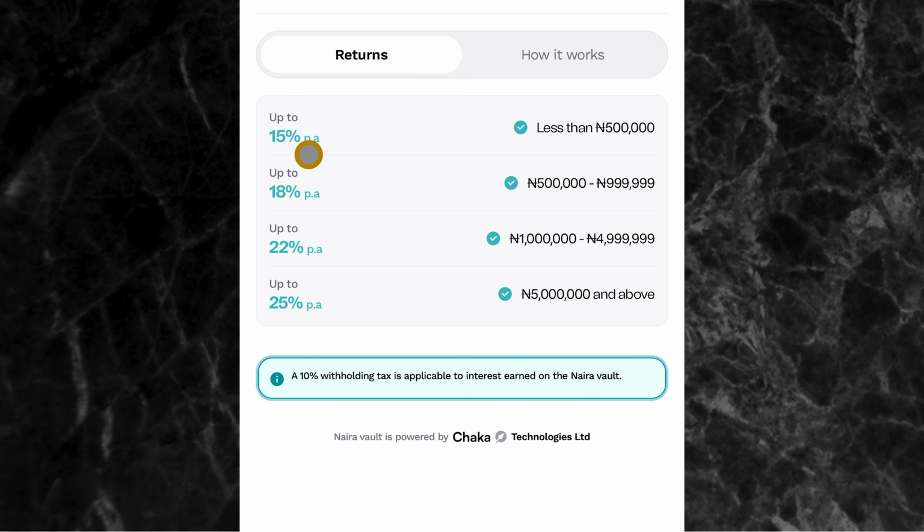You get up to 15% per annum if you are investing less than 500,000 Naira. You get up to 18% per annum if you are investing between 500,000 naira to 1 million naira. You get 22% per annum if you are investing between 1 million naira to 5 million naira. You get 25% per annum if you are investing between 5 million naira and above. And then you can see right here, they wrote a 10% withholding tax is applicable to interest earned on the naira vault. And then if you want to see how it works, come here and click on how it works.